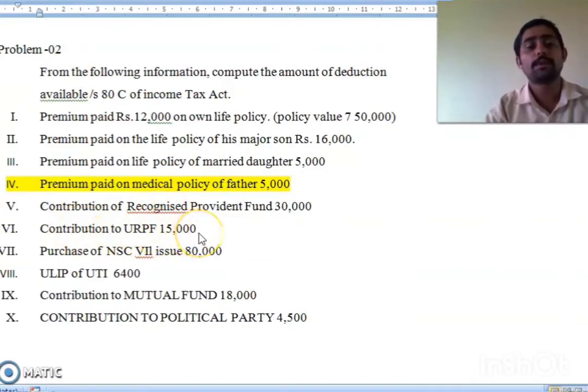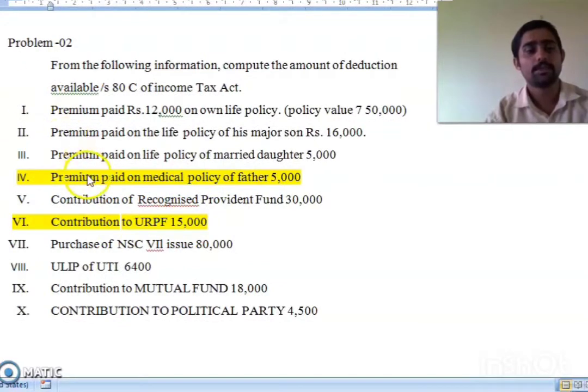Next, contribution to URPF. Now what is URPF? The full form of URPF is unregistered or unrecognized provident fund. He has contributed 15,000, and as I told, in case of PF other than URPF, all provident funds are eligible. So URPF is not eligible. I am not considering URPF in our calculation. So here two things, medical policy on father and contribution to URPF, won't come in our calculation.